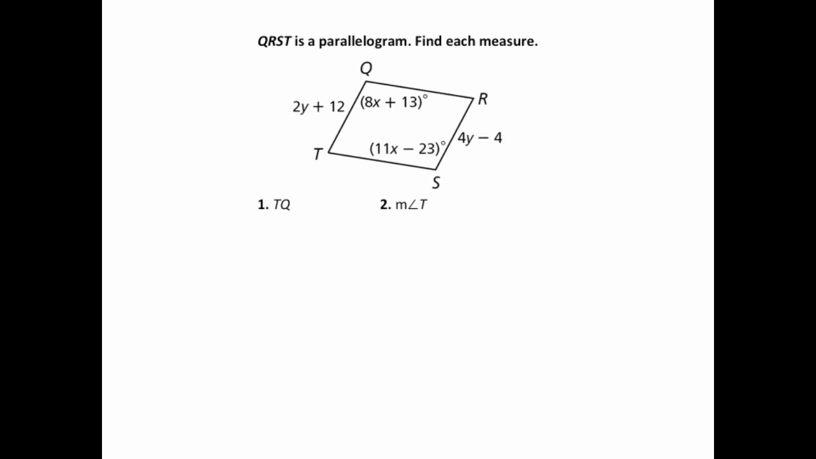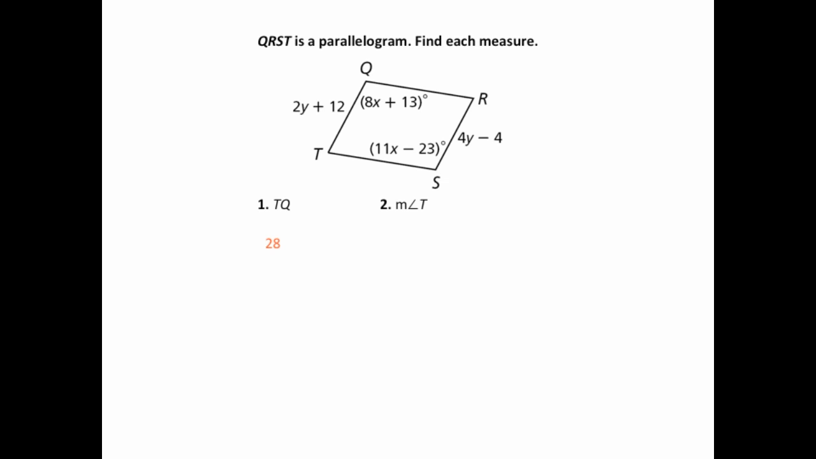Okay, we're back. Now in order to solve for TQ, TQ is a side, and we know that one of our rules says that in a parallelogram, opposite sides are congruent, and that's theorem 6.2. So we'll take TQ and set it equal to RS, those lengths, so the 2Y plus 12 and the 4Y minus 4. We would solve for Y in that case, and then plug back in to the 2Y plus 12, and that would give us a length for TQ of 28.